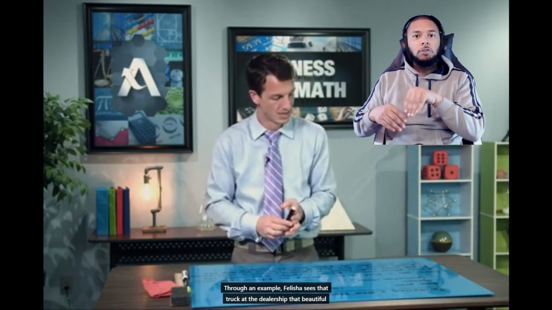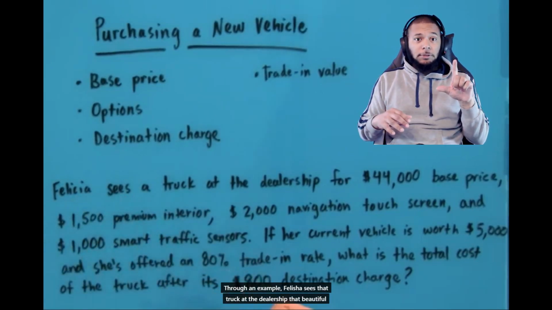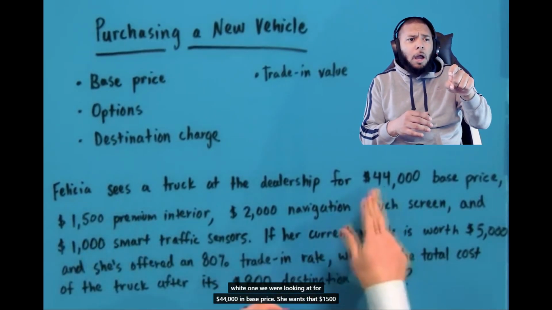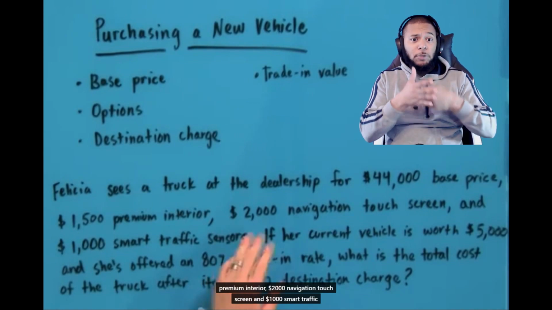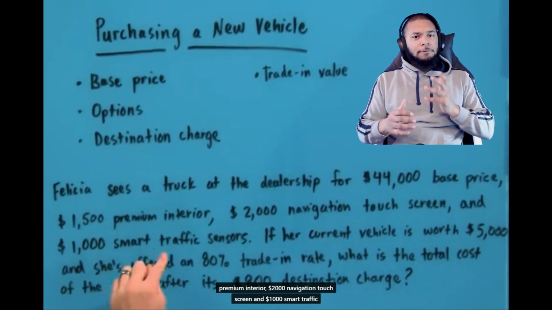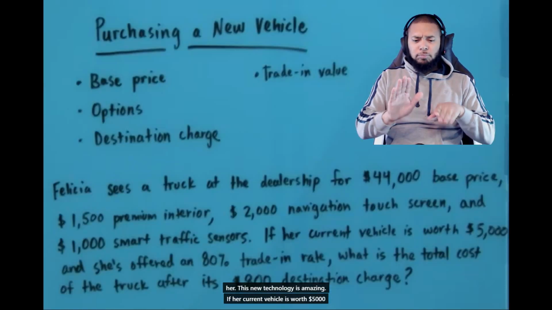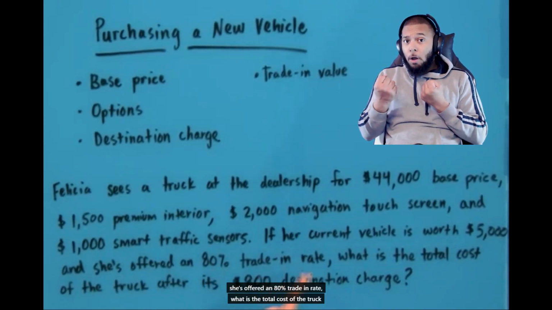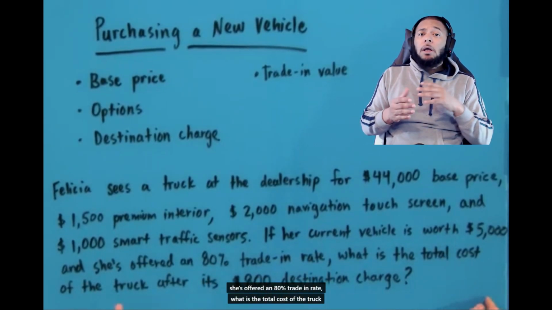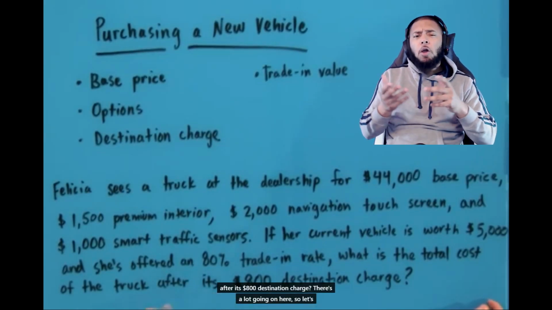So let's go through an example. Felicia sees that truck at the dealership, that beautiful white one we were looking at, for $44,000 in base price. She wants that $1,500 premium interior, $2,000 navigation touchscreen, and $1,000 smart traffic sensors. That way, in case she's not paying attention to the road, it'll automatically brake for her in case somebody brakes suddenly in front of her. This new technology is amazing. If her current vehicle is worth $5,000 and she's offered an 80% trade-in rate, what is the total cost of the truck after its $800 destination charge?